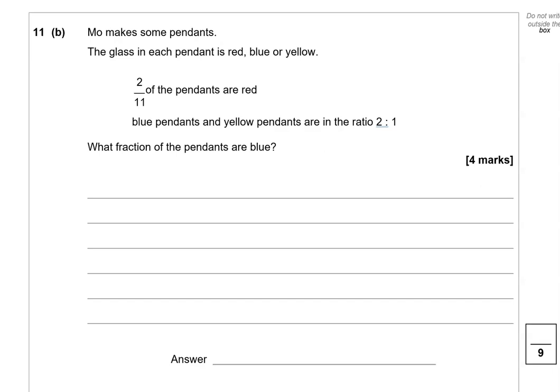So, if 2/11 of the pendants are red, that means that we can have 9/11 in blue or yellow. How did I do that? 11/11, or the whole thing, take away 2/11, that leaves us with 9/11. So within the 9/11, we've got this ratio given to us, 2:1, the ratio of blue to yellow pendants.